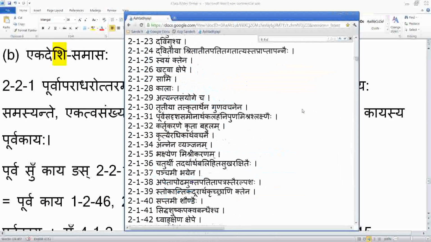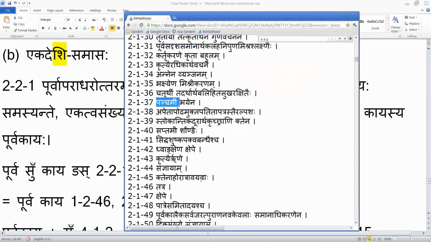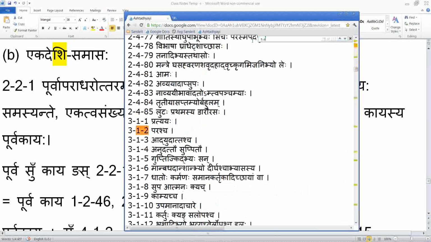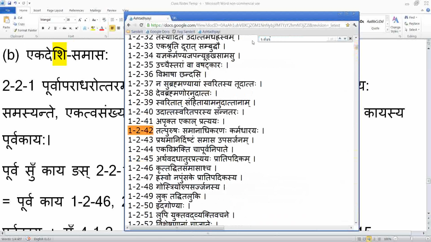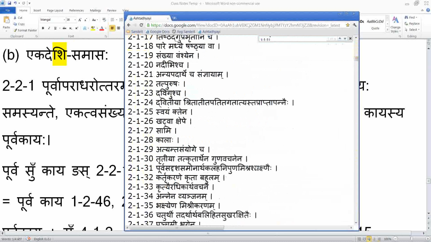From 2.1.22 the Tatpurusha starts. Then we got Dvitiya and Tritiya. These are all vyadhikarana Tatpurusha compounds, called the oblique case Tatpurusha compounds. So Dvitiya, Tritiya, then Chaturthi, then Panchami bhayena. Then Panini took a break and mentioned samanadhikaranena, which starts the Karmadharaya compounds. Karmadharayas are defined over here. When we are in the Tatpurusha section, we start from 2.1.22, and when Panini starts samanadhikaranena, we are talking about Karmadharaya compounds.